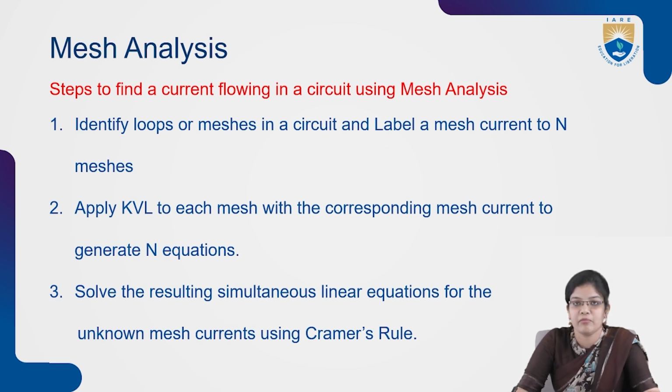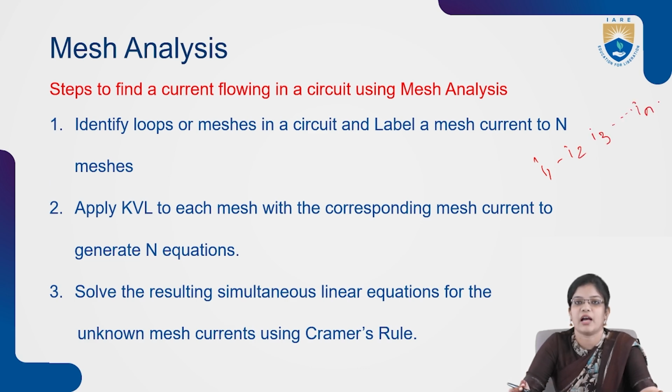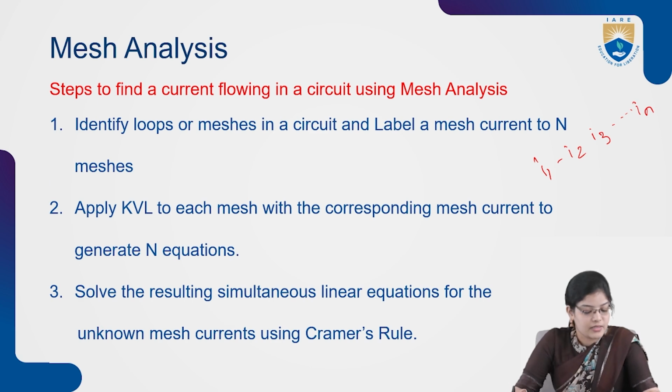If we have n meshes, we have to label the loops first. First we identify the loops or meshes in the circuit, and then we label them as I1, I2, I3, and so on till In. In the second step, we apply KVL to each mesh with the corresponding mesh current to generate n equations. Then we solve the resulting simultaneous linear equations for the unknown mesh currents using Cramer's rule.